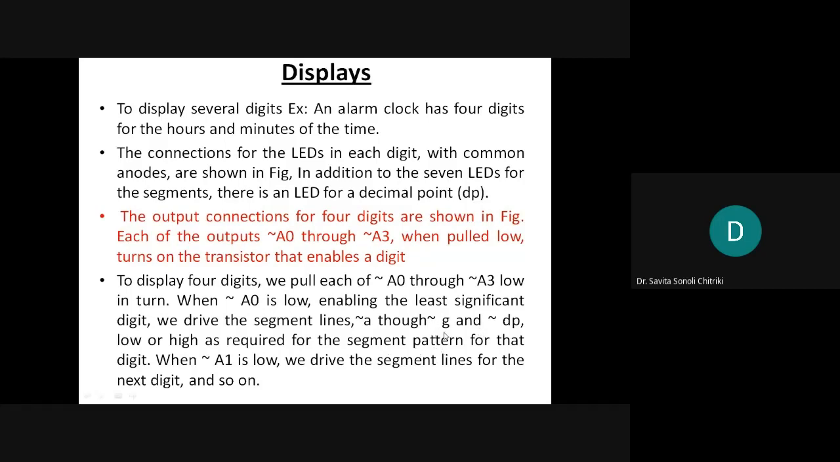How do we choose low or high? If 0 is needed there is one pattern, if 1 is needed there is another pattern, if 2 is needed another pattern. So depending on the pattern needed for that digit, the segments A through G are driven. So when A1 is low, we derive the segment lines for the next digit and so on.